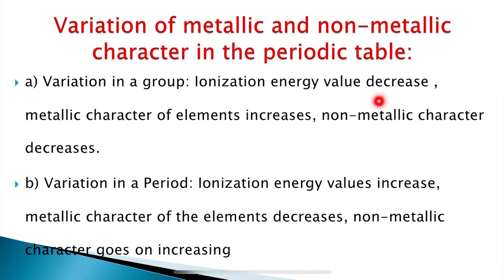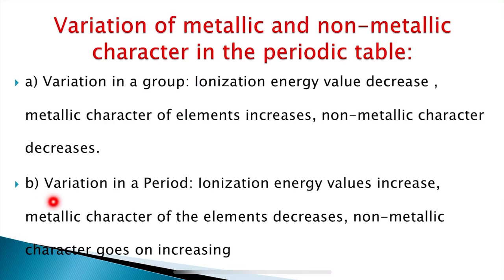Ionization energy value decreases. If we see across the group, the ionization energy value is going to decrease on descending a given group. Therefore, metallic character of elements increases and non-metallic character decreases. So, this is what is observed in the variation in a group.